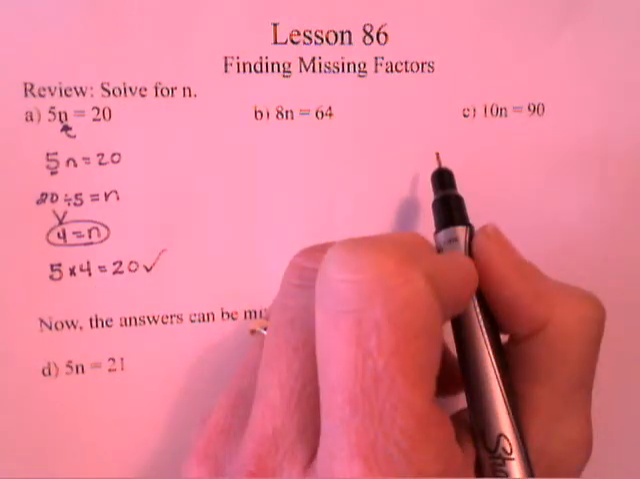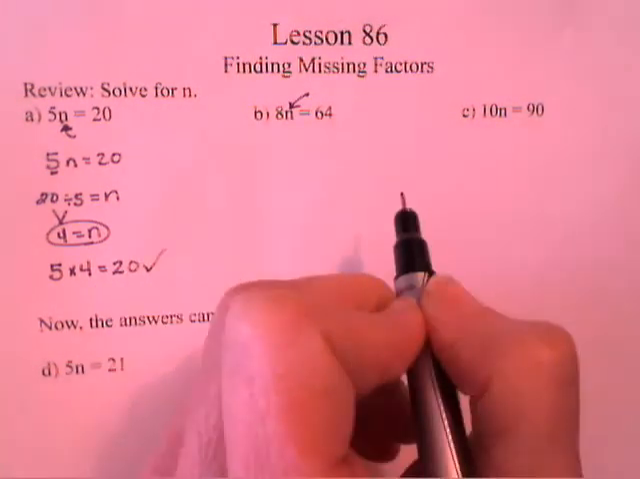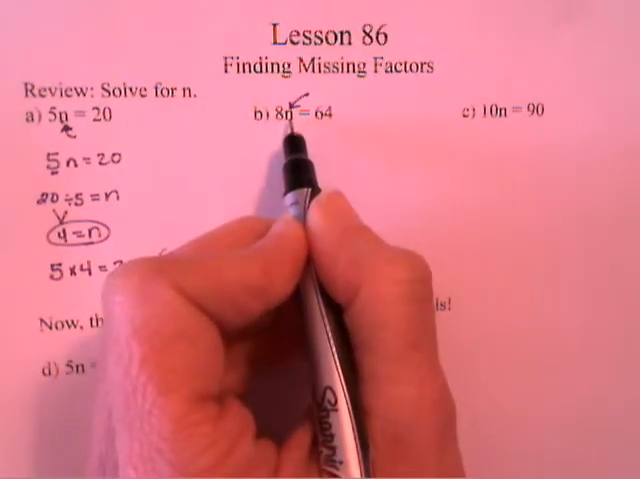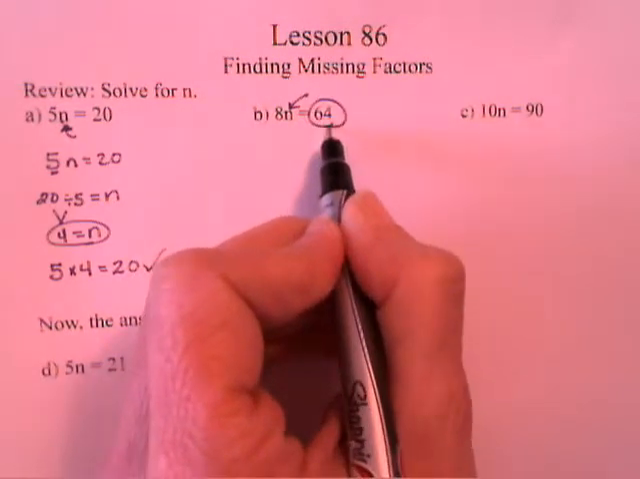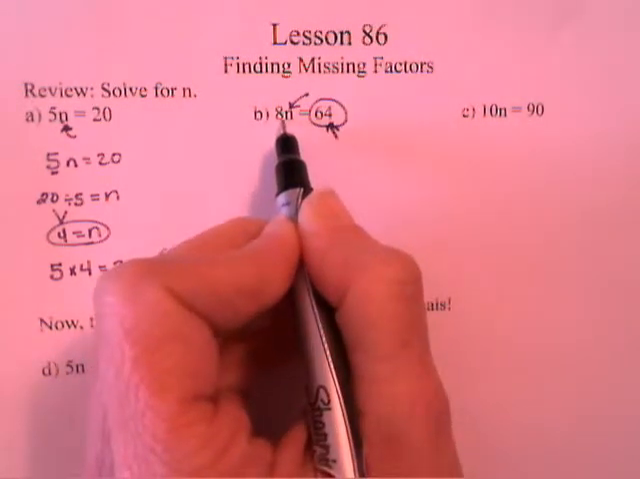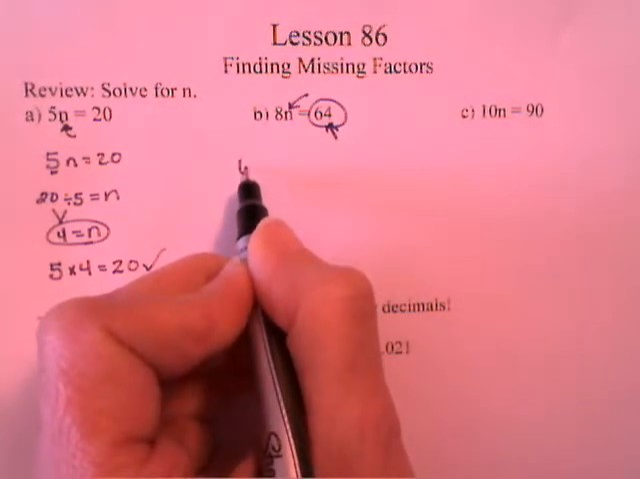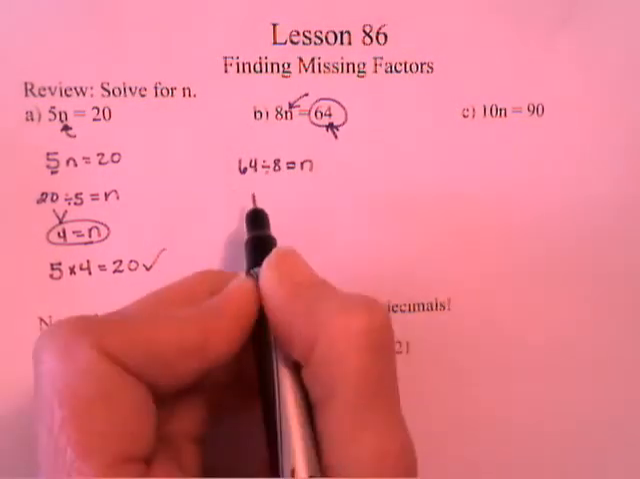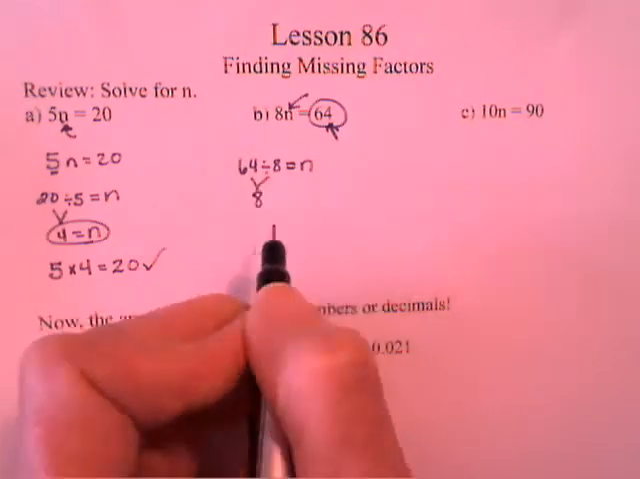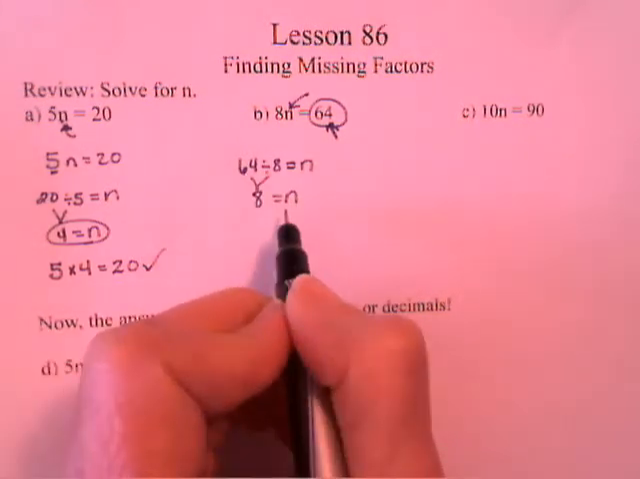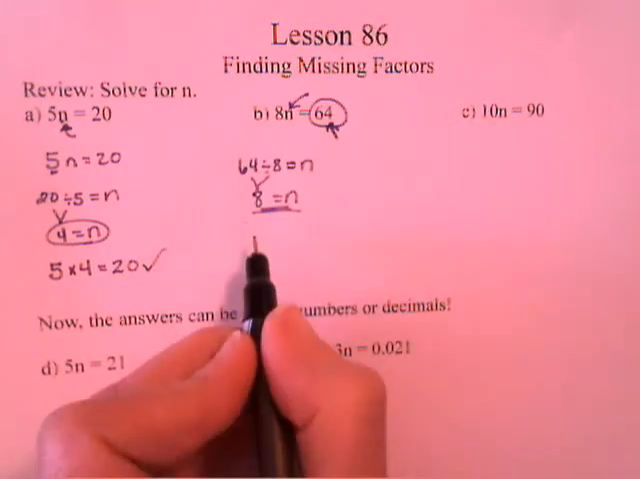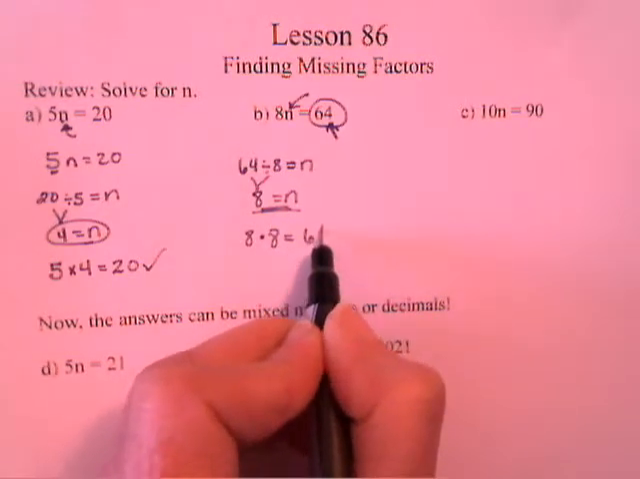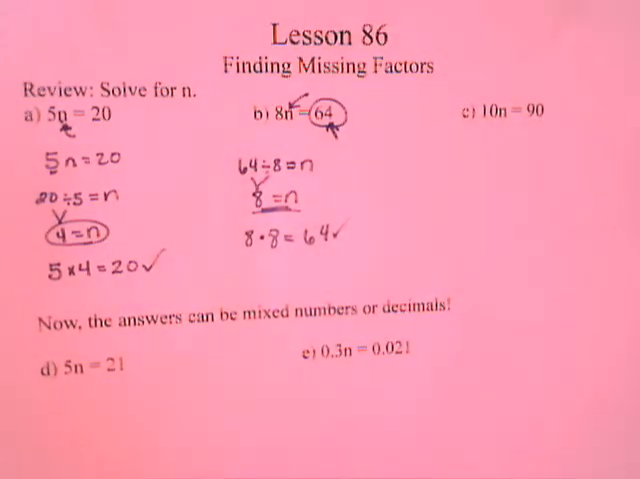Let's do 8n equals 64. So we have this missing factor of n. 8 times something is 64. To figure out what that missing factor is, I take my product, which is 64, that's the answer when I multiply, and I divide it by my other factor, which is 8. So 64 divided by 8 equals n, and 64 divided by 8 is 8, so 8 equals n. Now let's plug this 8 for n into here, and I'll get 8 times n, which is another 8, equals 64. That's true. So that means I got n right.